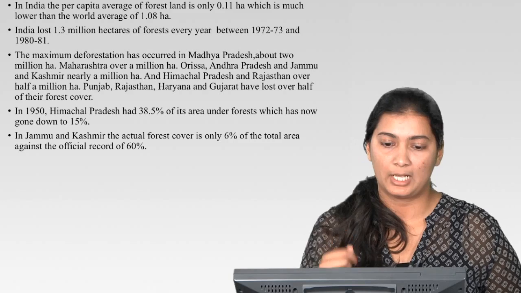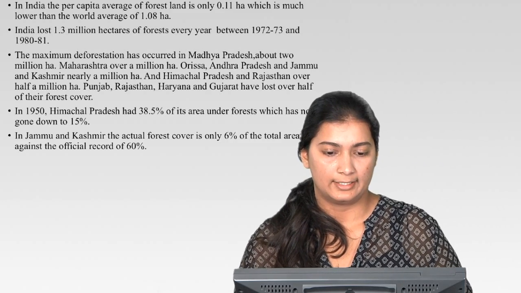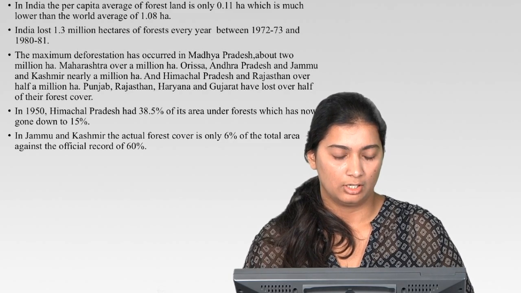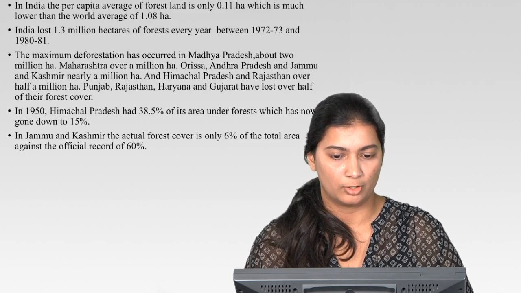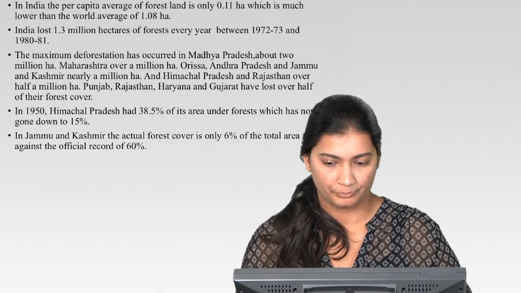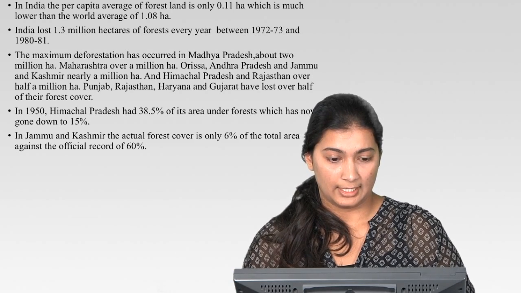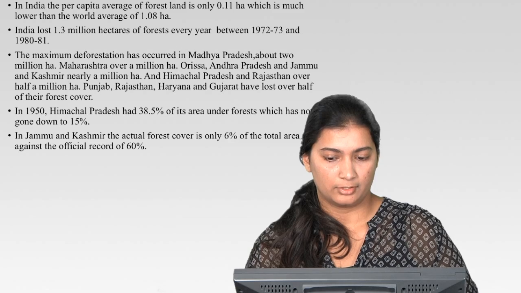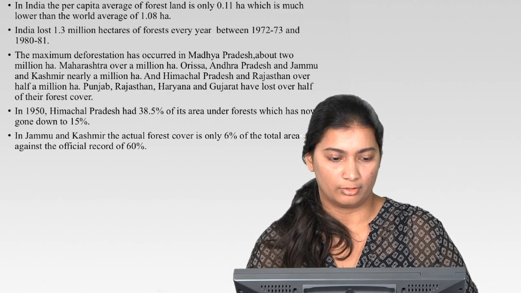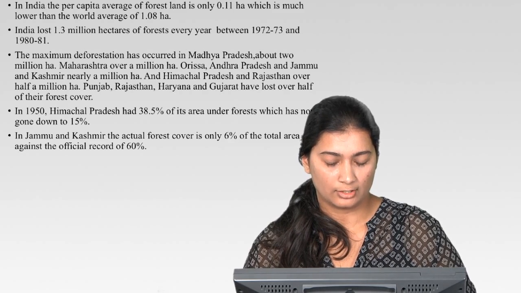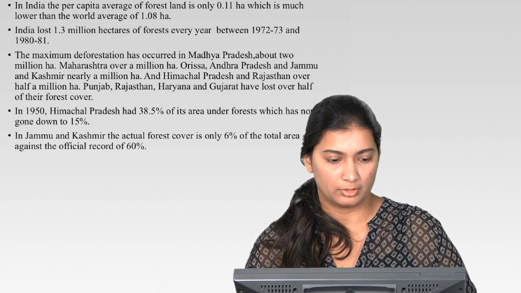So the maximum deforestation has occurred in Madhya Pradesh, which was about 2 million, Maharashtra, which is about 1 million, and the further data which you can see. And in 1950, Himachal Pradesh had 38.5% of its area under forest, which is now gone down to 15. And in Jammu Kashmir, the actual forest cover is only 6% of total area against the official record of 60%.